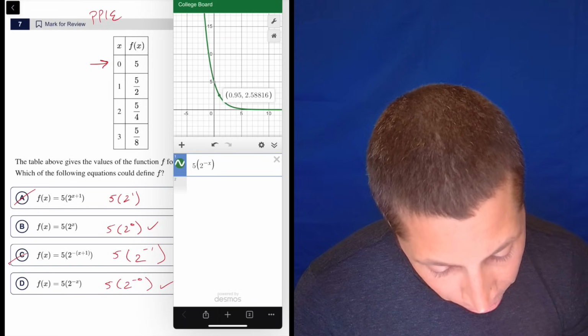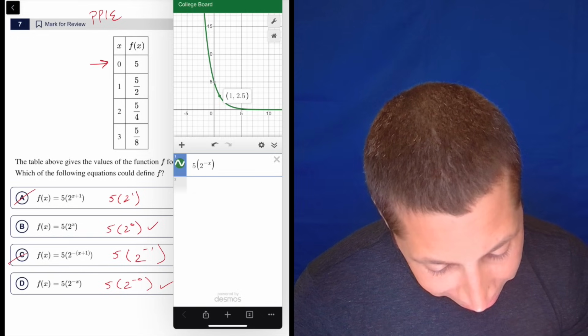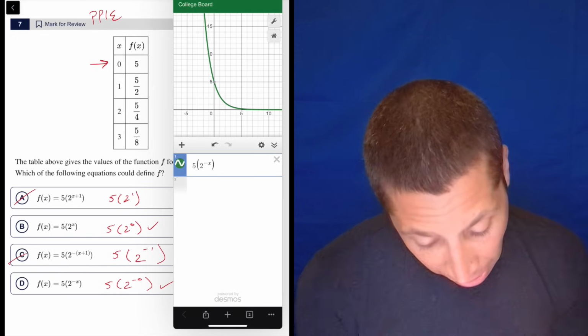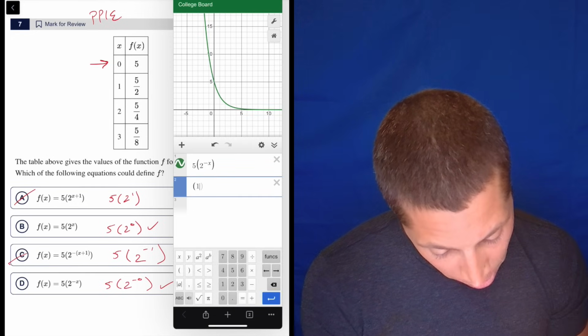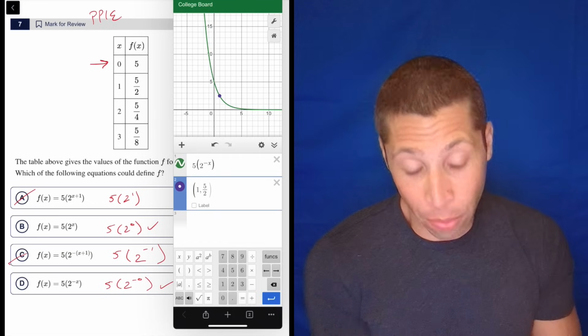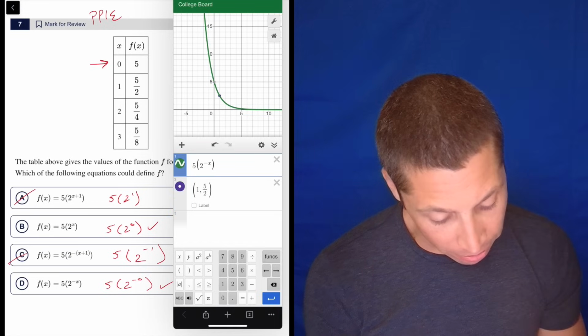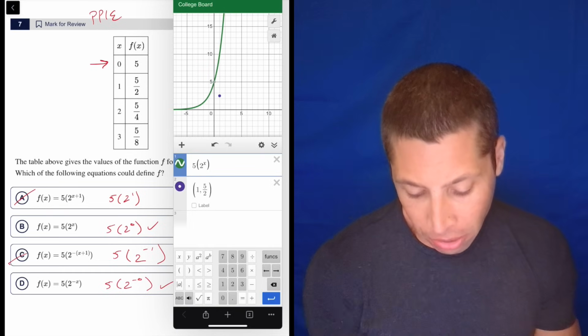Wow, look at that. Just clicked right to it. That's what I want to do. So yeah, I can't get back to it, but there it is again. So that looks perfect. And actually, if I really wanted to, I could just put 1 comma 5 halves in as a point. And you could see now that it's on there. And then when I got rid of the negative and tried choice B, it wasn't on there. So you could do that too. But this is, to me, just easier visually.